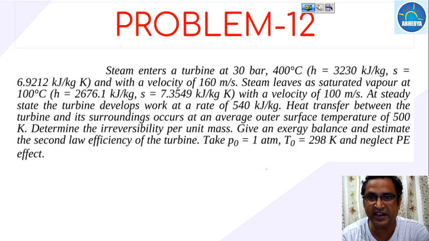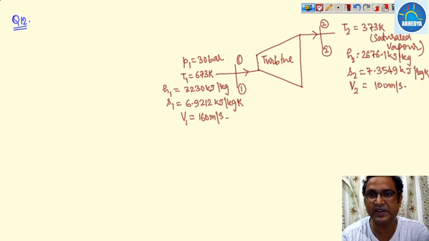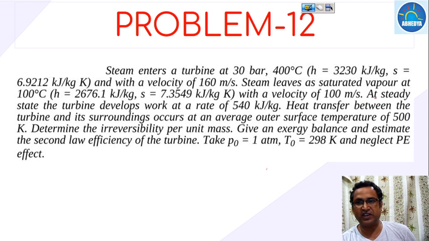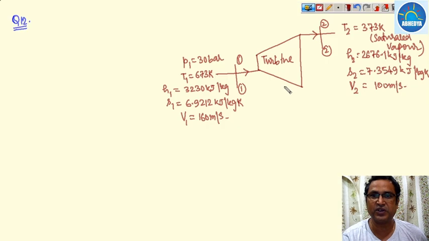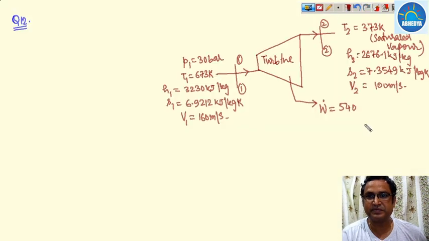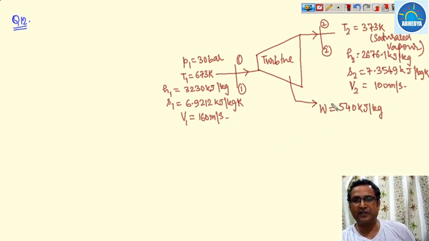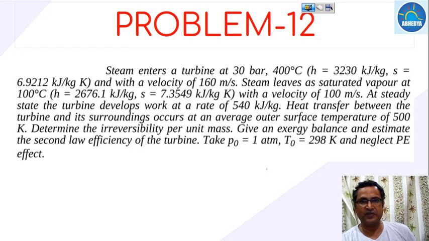Okay, with a velocity of 100 meter per second, and here the velocity is given as 100 meter per second. So this is at inlet and outlet conditions will be given. At a steady state, the turbine develops a work at a rate of 540 kilojoule per kilogram. Basically it is W per unit mass. 540 kilojoule per kilogram of work it develops.